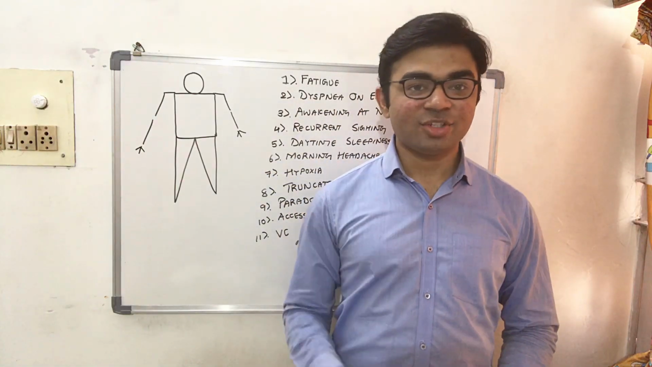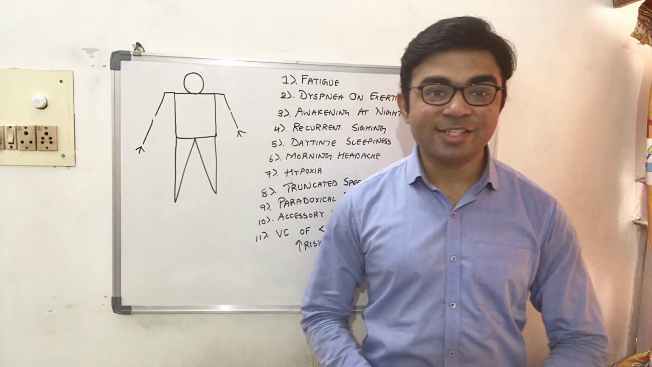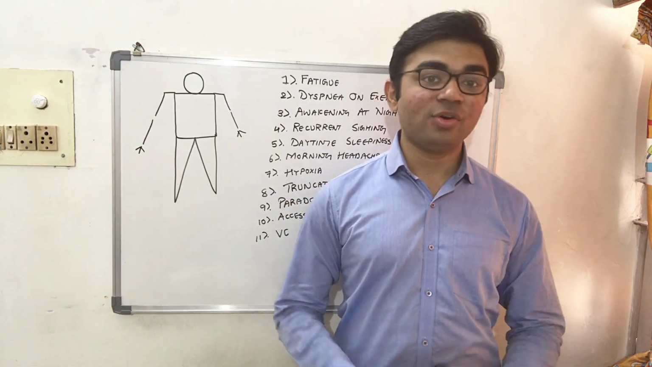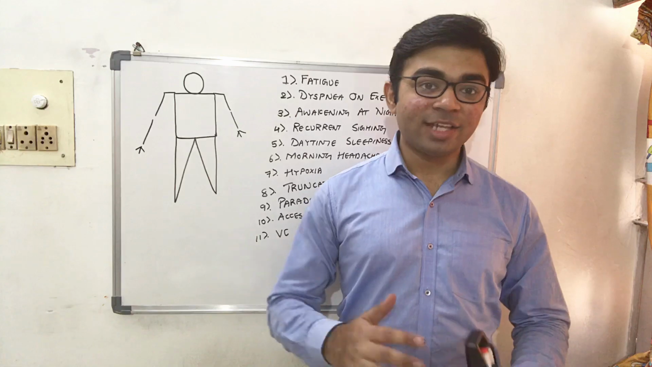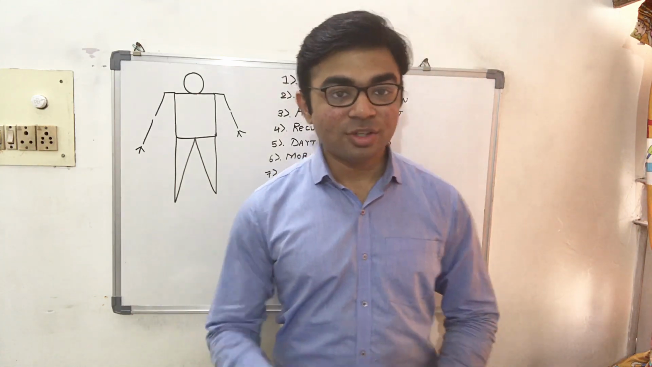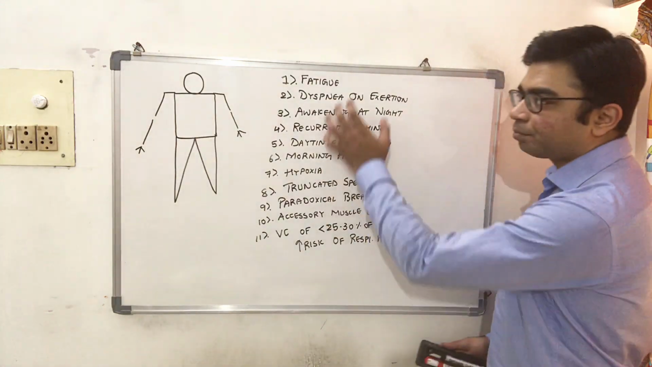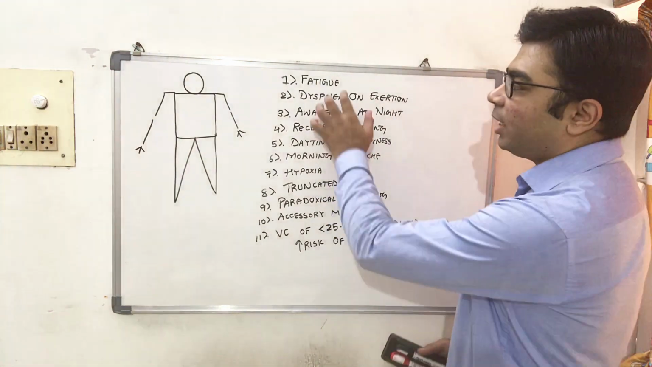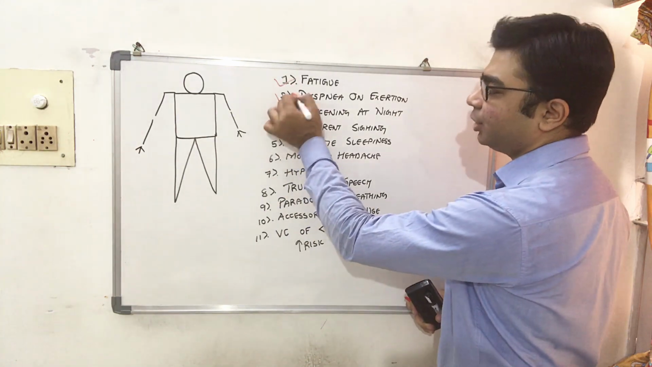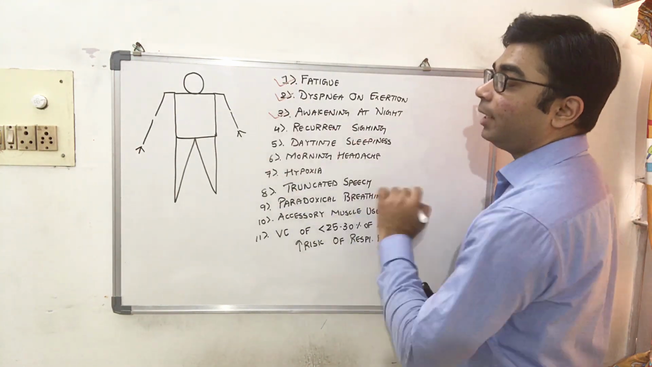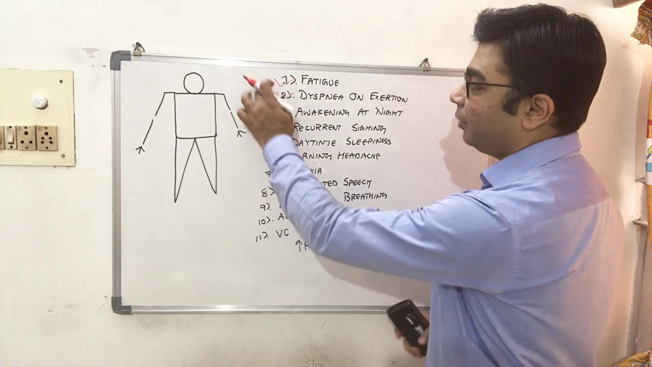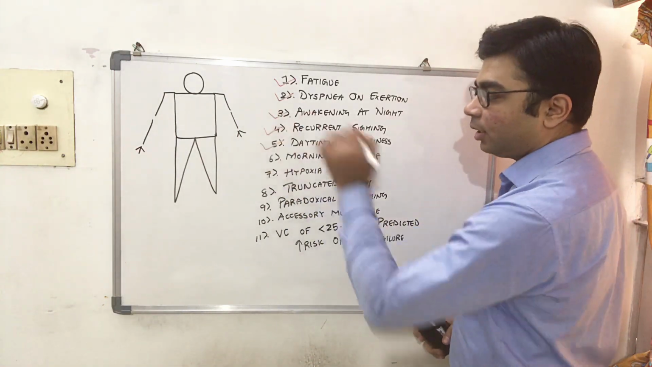ALS, or Amyotrophic Lateral Sclerosis, is progressive in nature. It also affects the respiratory muscles and gives rise to signs and symptoms of the respiratory system. So the first thing is fatigue, as you can see over here: fatigue is the first symptom. Second is dyspnea on exertion, frequent awakening at night, and daytime sleepiness. These are very common recurrent signs.